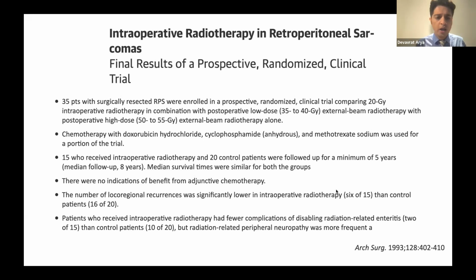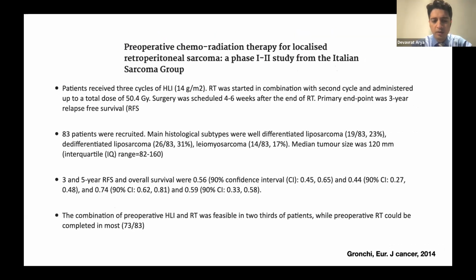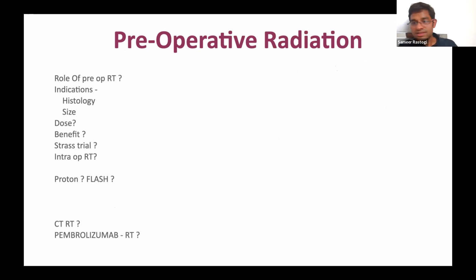So coming quickly to the other question, no intra-op RT at AIIMS, or any fans of intra-op RT at the All India Institute? Dr. Sameer, you're not audible. Yeah, so I said no intra-op radiation. No, and no CTRT, right? No CTRT at all, in retroperitoneal sarcoma.